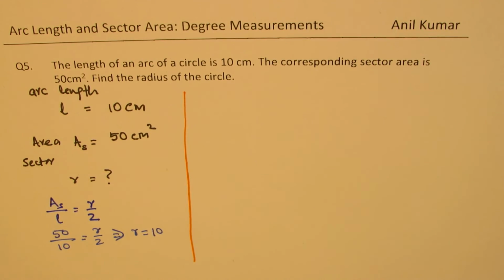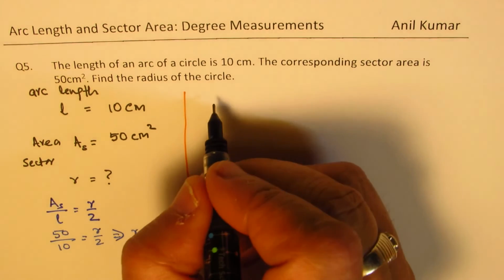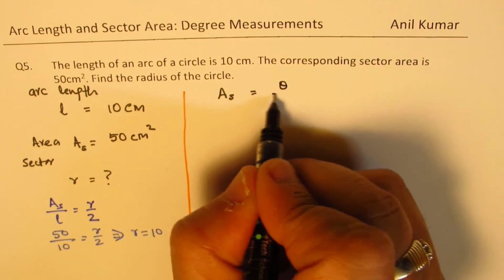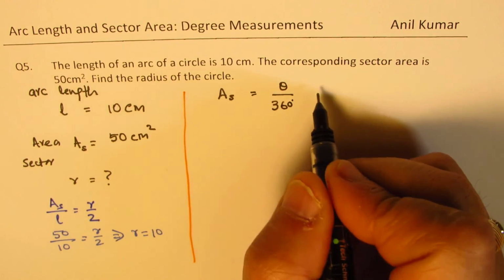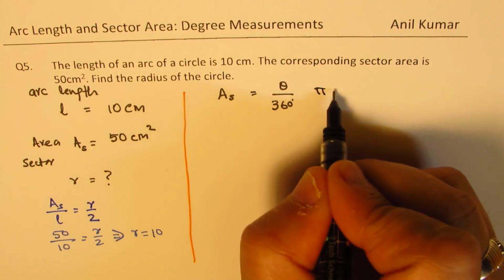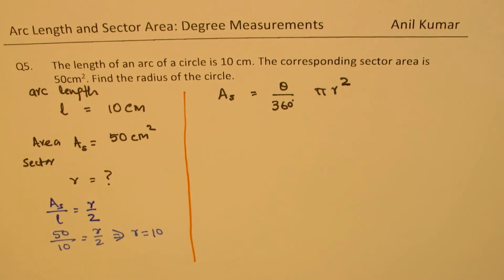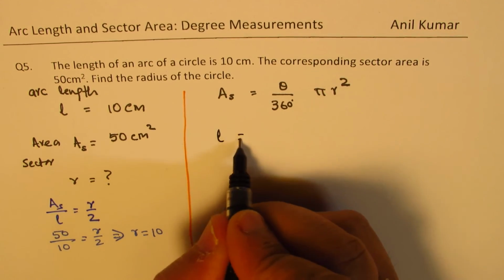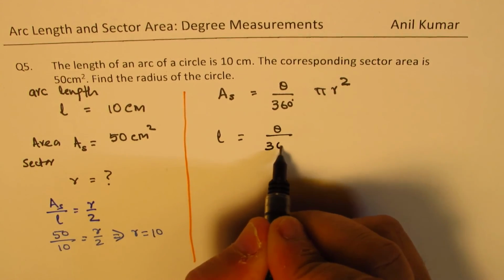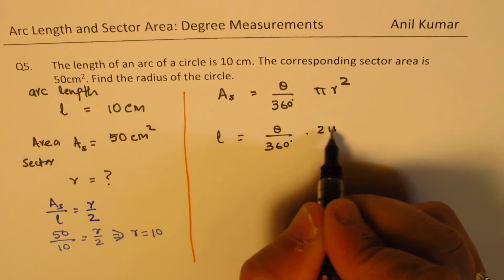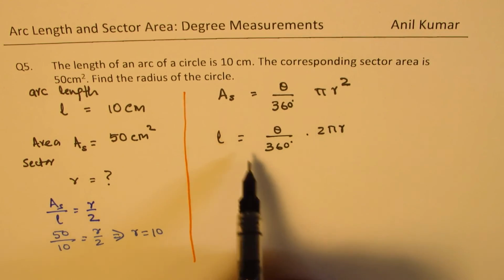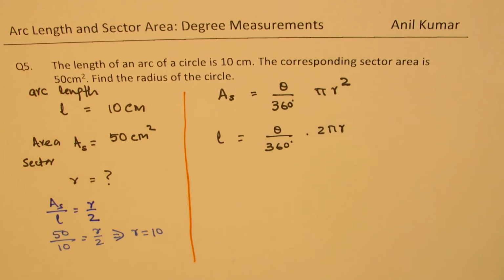And of course, the other method is, we'll relate the two, right? So area of the circle, sector area will be theta over 360 degrees times pi r square, right? And length is theta over 360 degrees times 2 pi r. So, since we need to find r, we have to cancel the other terms. We don't know the angle. There is no need to find the angles.